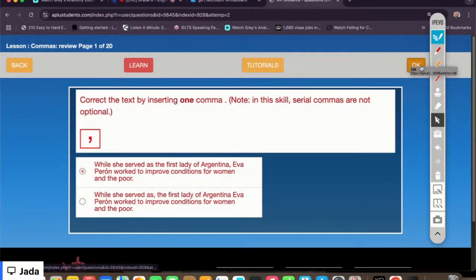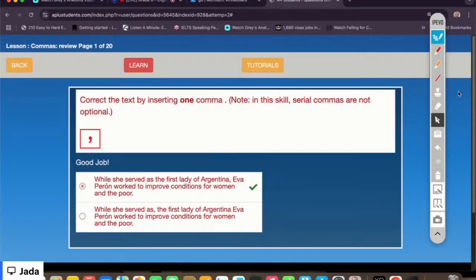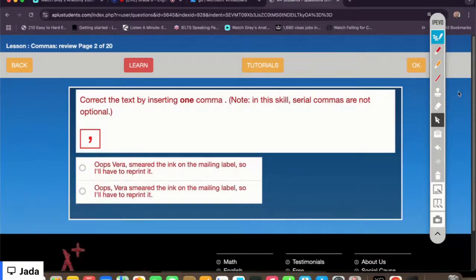So we have the first one, okay? Starting with a subordinating conjunction. Next: Oops, Vera smeared the ink on the mailing label, so I'll have to reprint it. So what is going to be the right one? You have to insert one comma. Tell me what you think is the right answer.